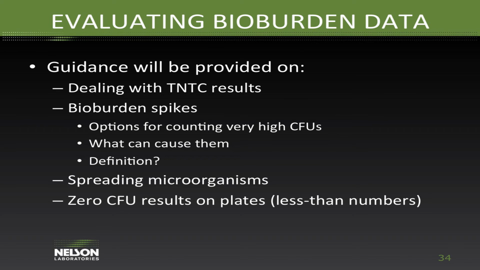Evaluating bioburden data. So we're going to be giving more details on TNTC, too numerous to count. How do you deal with those? Talk about bioburden spikes, providing maybe some options on how to count bioburden plates that have really high counts on them. Talk about what can cause them. We've been trying for years to have an industry accepted definition for a bioburden spike, and we're going to attempt to do that again. And plates that have spreading microorganisms on them, how do you deal with those? And also provide more guidance on zero CFU results, less than numbers, which we've already talked about.